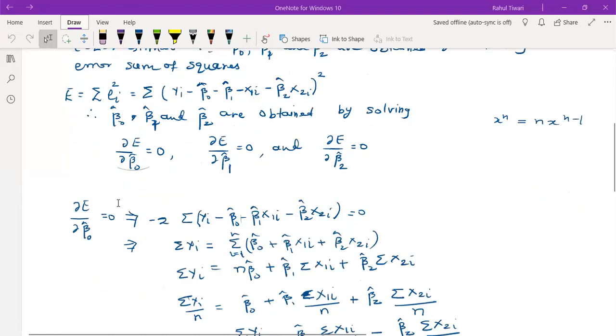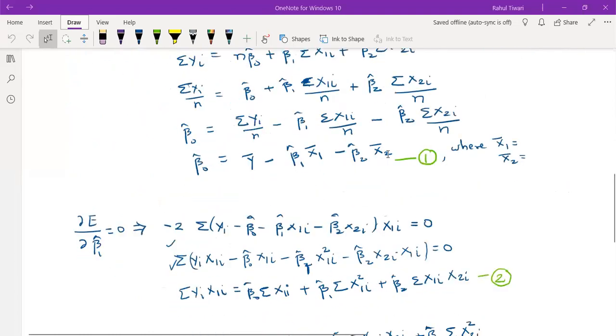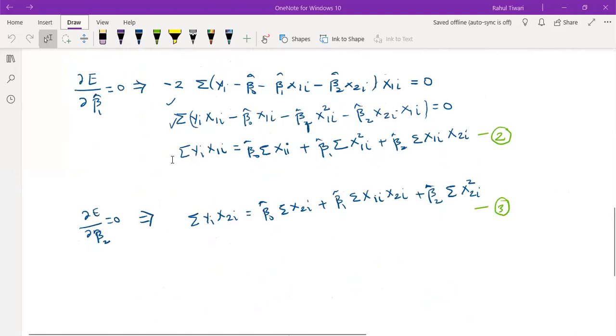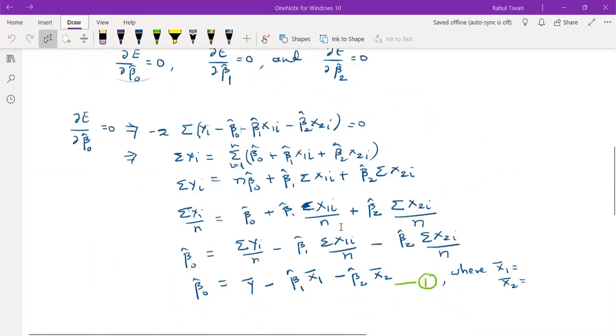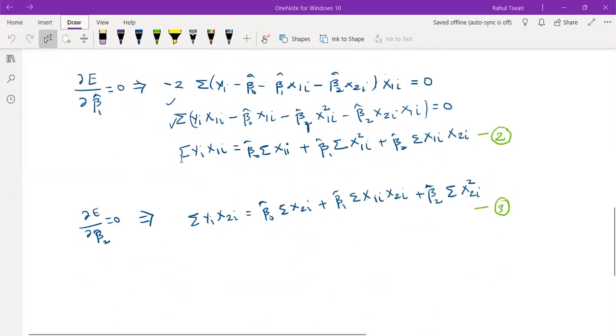If I differentiate with respect to beta naught, I get this beta naught value. Similarly, when I differentiate with respect to beta 1, I get this expression, and similarly for beta 2 we get this expression. Now our aim is to estimate beta naught, beta 1, beta 2. I already have the value of beta naught here, so I will substitute this value of beta naught in my equation 2. So let's begin now.